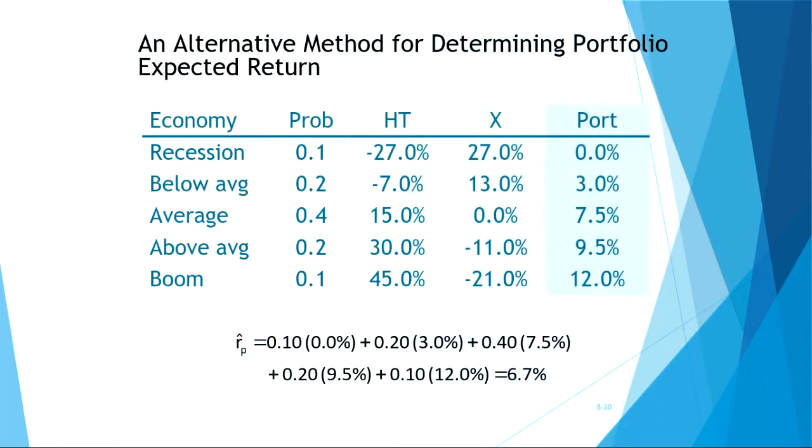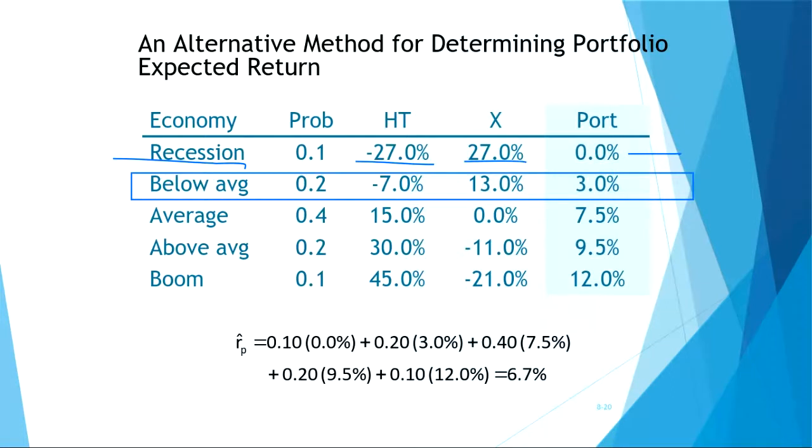So we know that if we invest 50% in the high-tech company and 50% in company X, in the recession our portfolio return will be 0, isn't it? Basically, 50% of these two. Below average, we take 50% of the minus and 50% of the 13, and our portfolio return will be 3, right? So we can calculate the other portfolio returns as well. Then calculate your portfolio return.